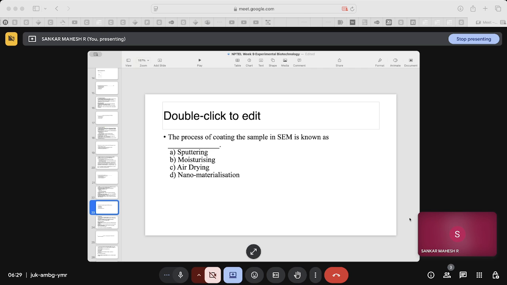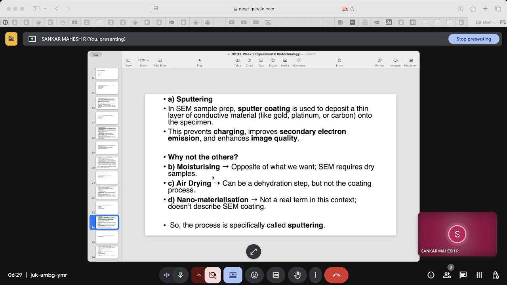Sputtering. Okay, good. So, sputtering or sputter coating. This is the method with which a layer of conductive material is coated onto your specimen. This way, once your electrons hit, your secondary electron emission is improved, and that way you will be able to get a good idea about the morphology.